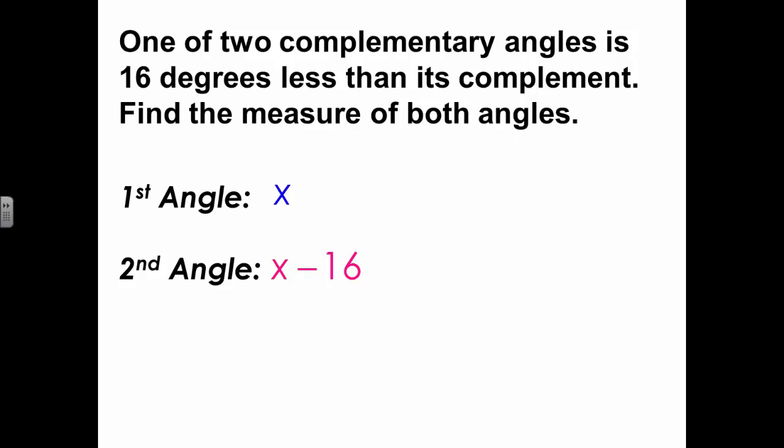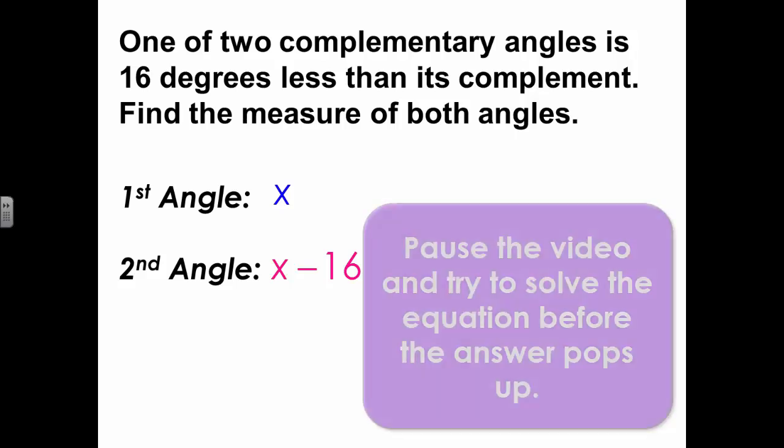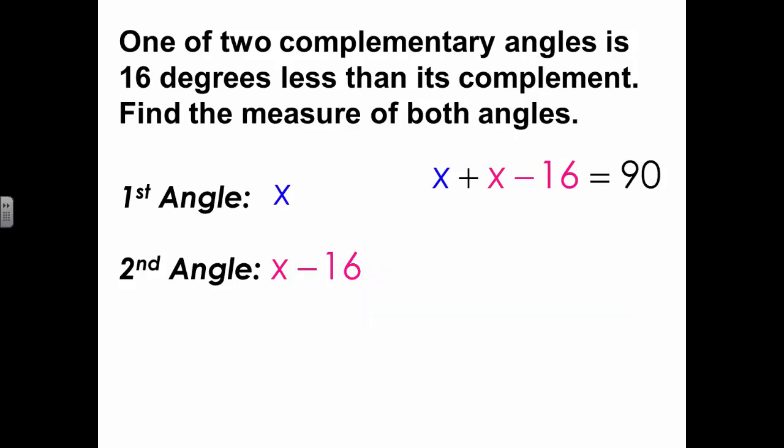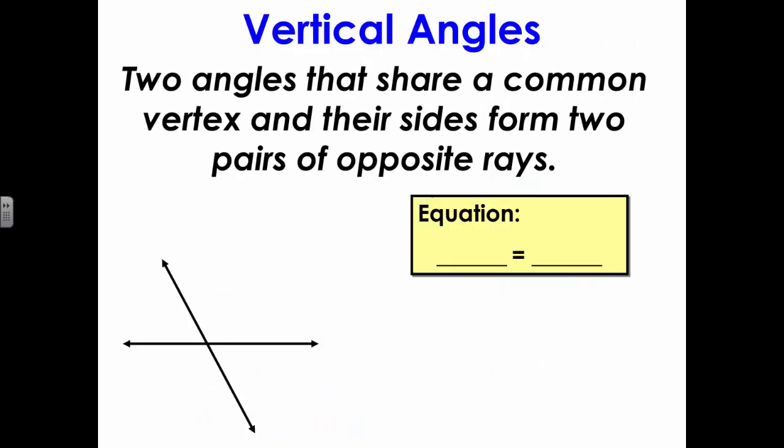Now let's make that an equation. We're going to add the 2 angles and this time put it equal to 90. Pause the video and see if you can solve this problem on your own before checking your answer. Remember that the question wants you to find the measure of both angles, so substitute this back in.